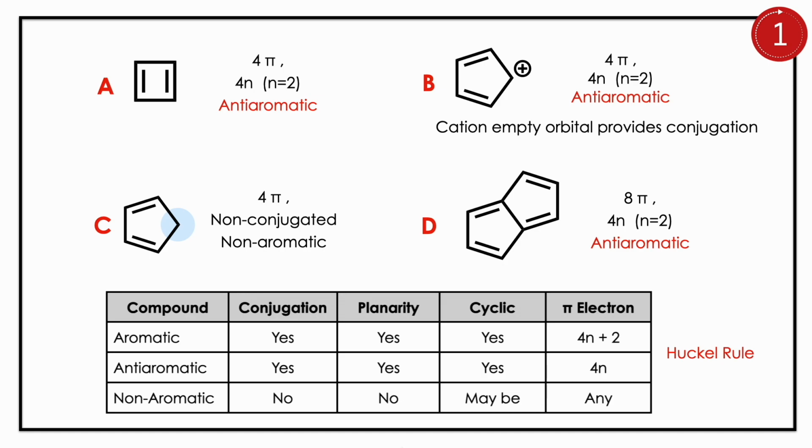But C is a non-aromatic system because of loss of conjugation. So our answer is C. The concept you have to learn here is that you have to master the Hückel rule to predict aromaticity.